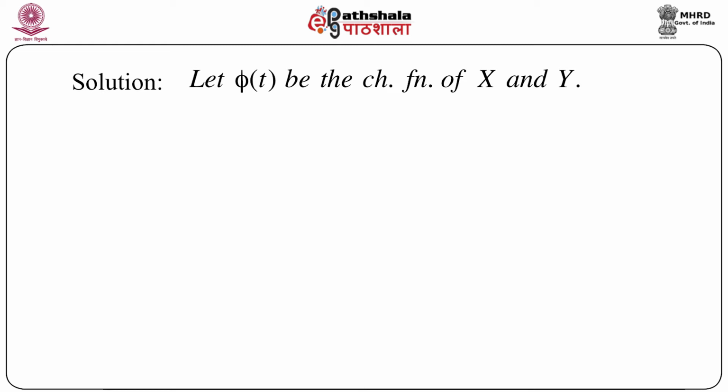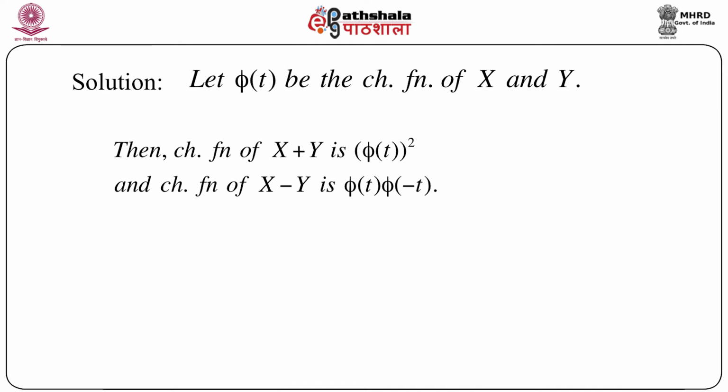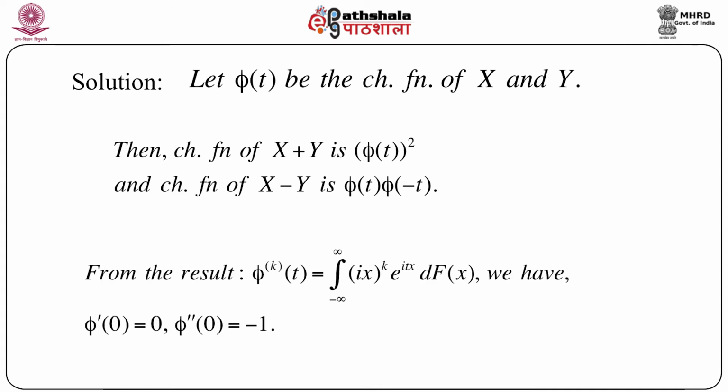So let phi(t) be the characteristic function of X and Y. Since X and Y have identical distribution, phi(t) is the characteristic function of X as well as Y. So the characteristic function of X plus Y is clearly phi(t) squared, and the characteristic function of X minus Y is nothing but phi(t) into phi(minus t). Simple algebraic manipulation can give you this. Now we have one result.